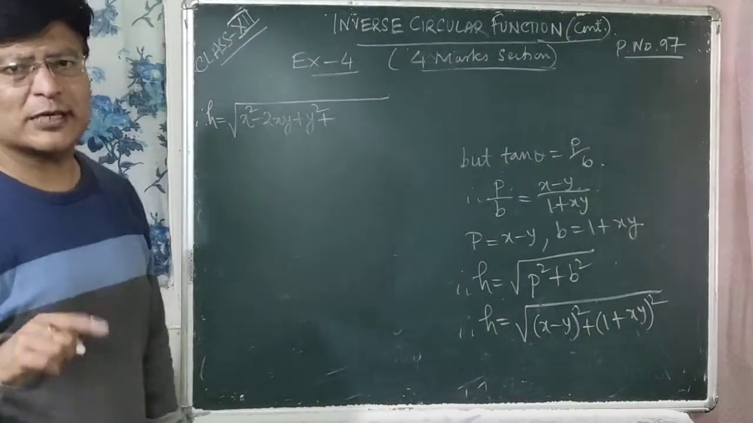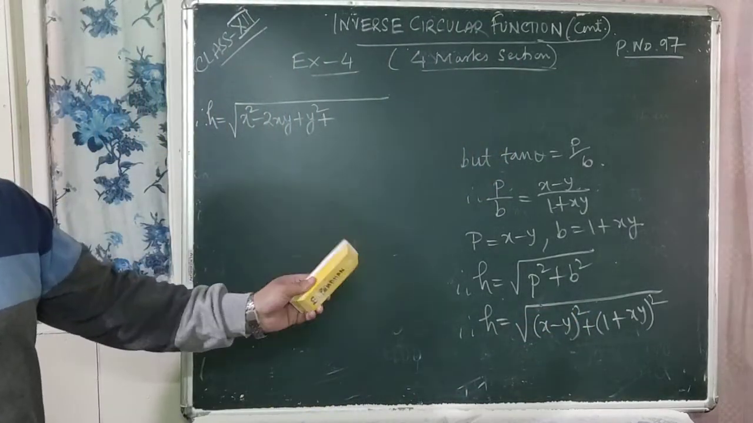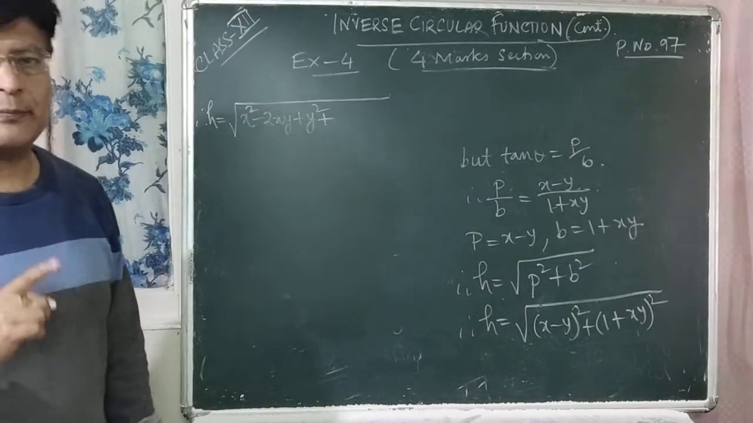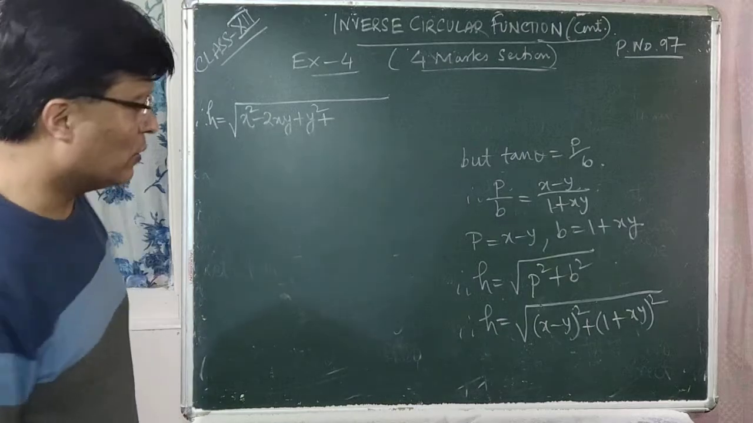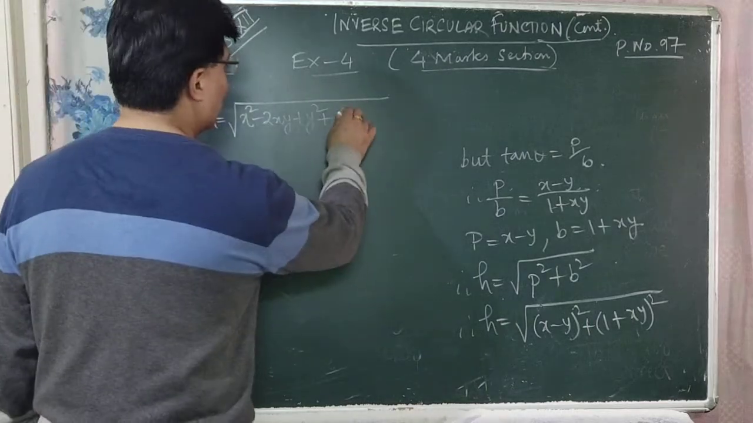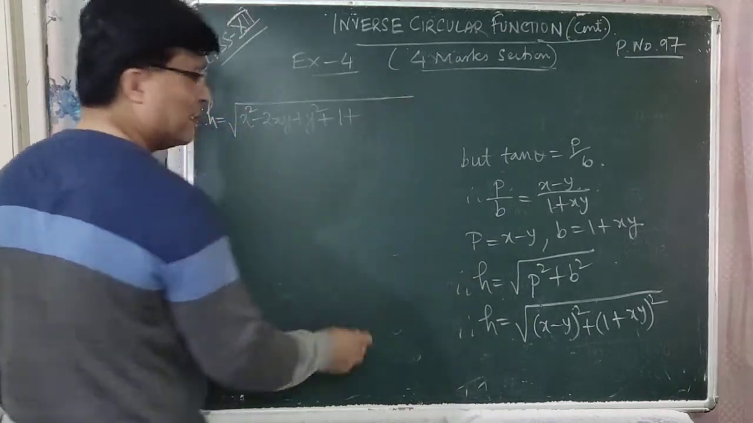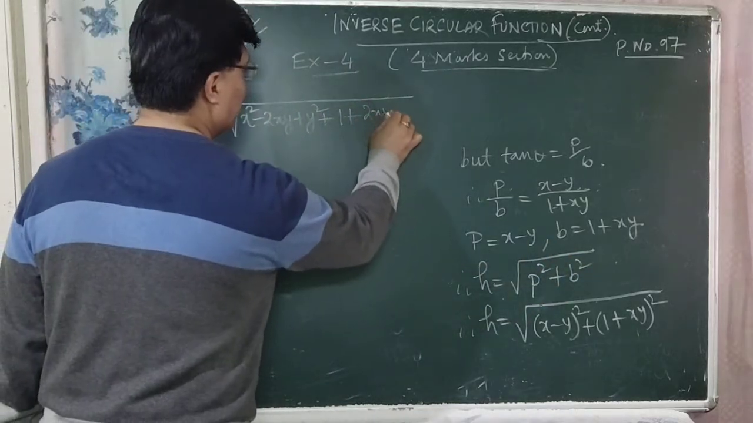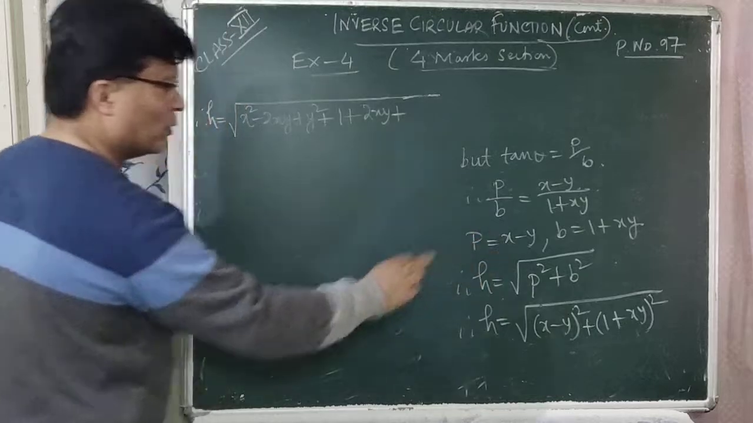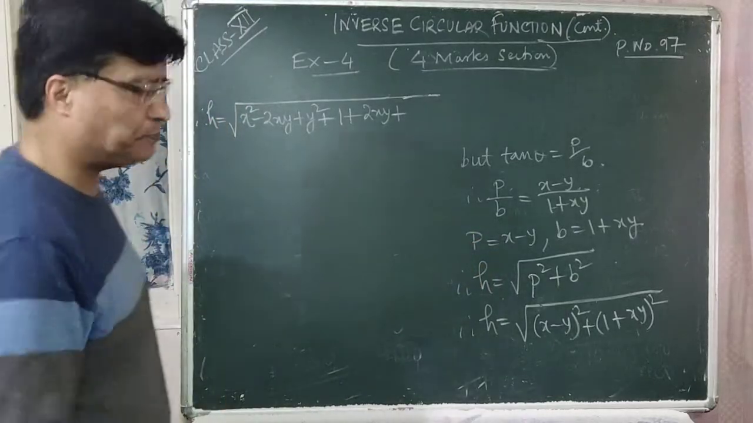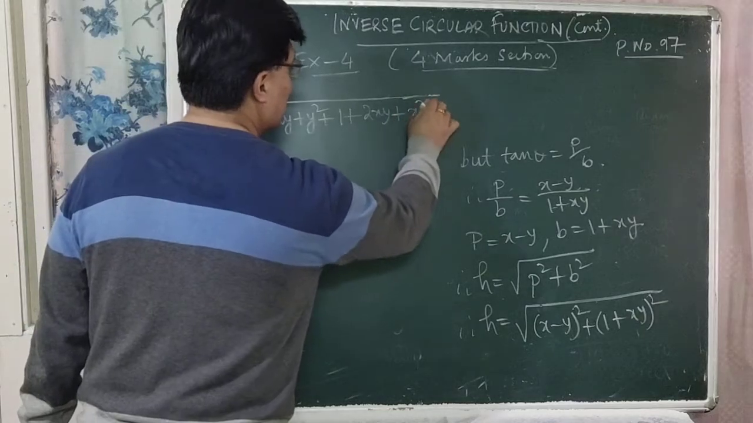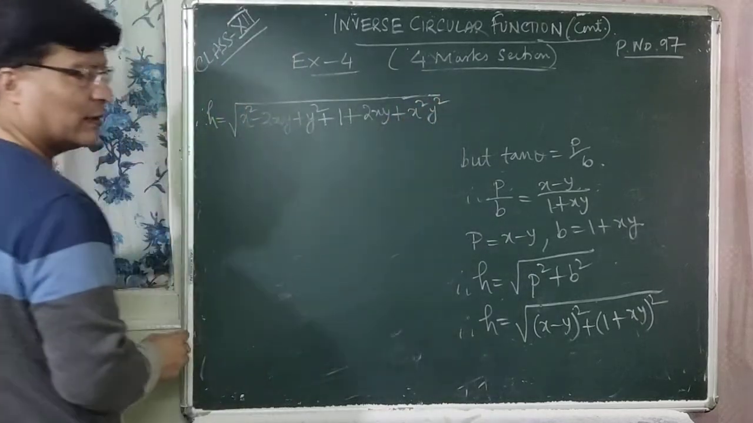So what is (1 plus xy) whole square now? This is again a plus b whole square. What is a plus b whole square? a square plus 2ab plus b whole square, right? What is a whole square here? 1. Plus, what is twice ab? 2 into 1 into xy, that is 2xy. Then plus, what is b whole square in this case? It is xy whole square, isn't it? That means x square y square, right?